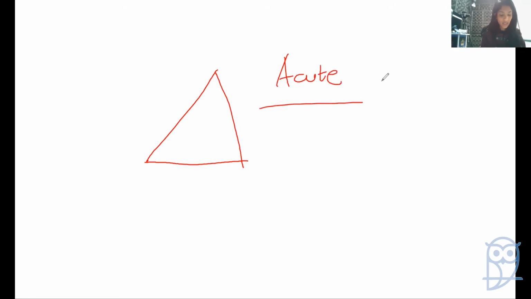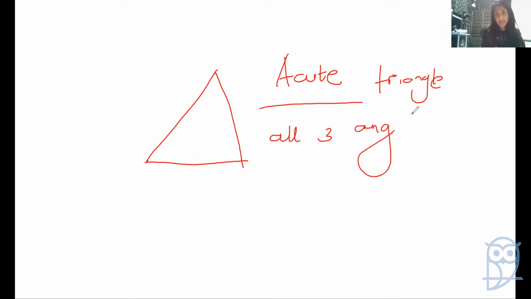Okay, in an acute triangle, we know that all three angles are less than 90 degrees.